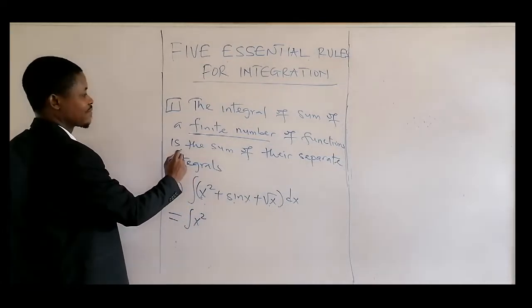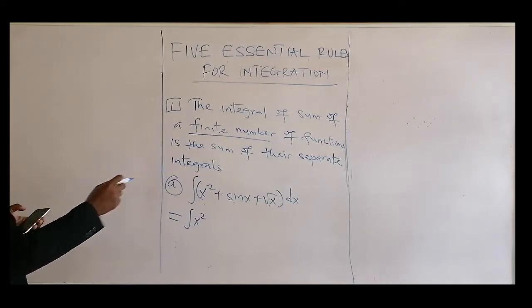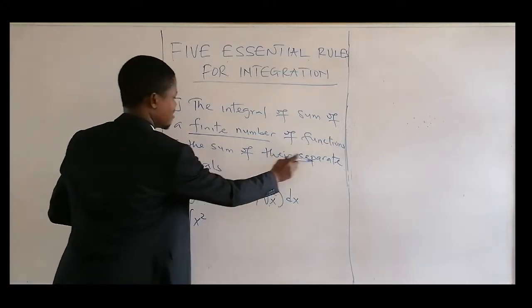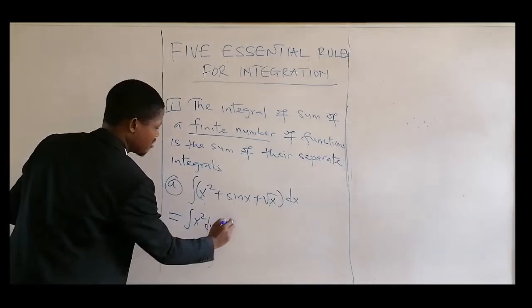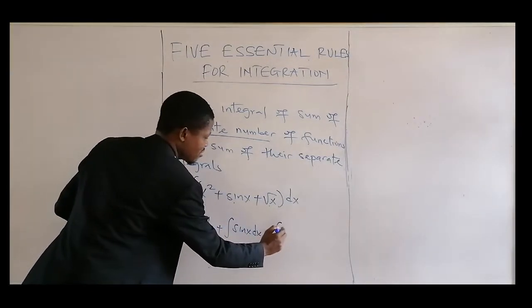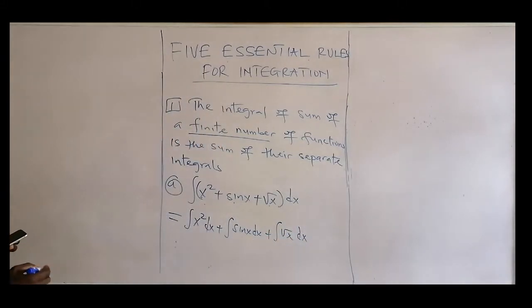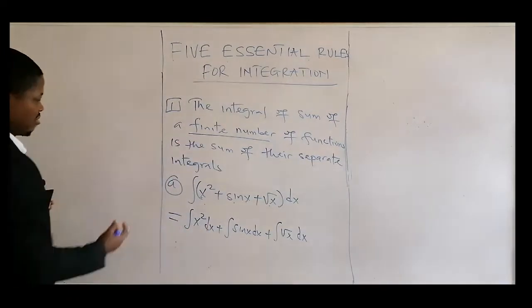It will be easy. A finite number of functions is the sum of their separate integrals. So it will be integral of this plus integral of this and then plus integral of this. So that is what the rule is saying, that when you have the integral of a sum of a finite number of functions, it's going to be the sum of their separate integrals.